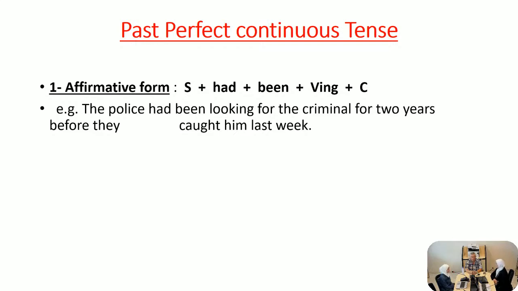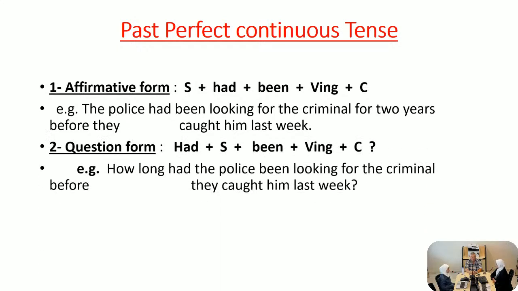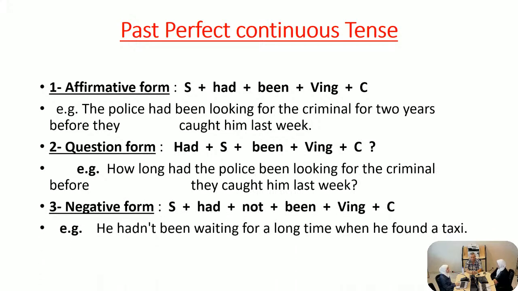For question, we have to start with had, then the subject, been, the verb plus ing, complement. Here we can use how long to indicate the duration of time. How long had the police been looking for the criminals before they caught him last week? With negative form, subject had plus not been, the ing plus complement, he hadn't been waiting for a long time when he found a taxi.